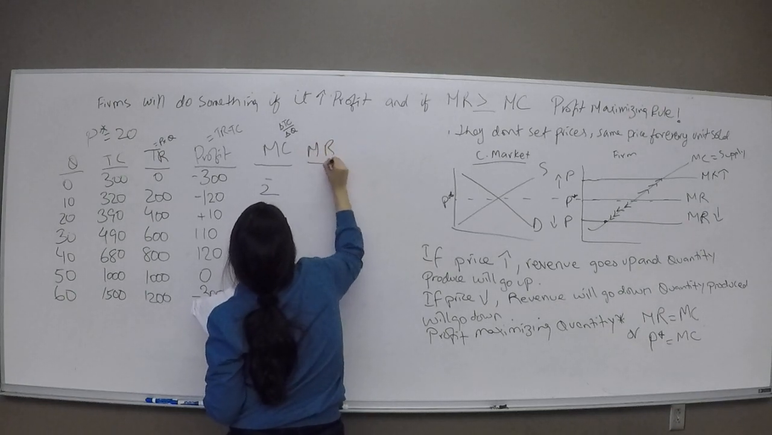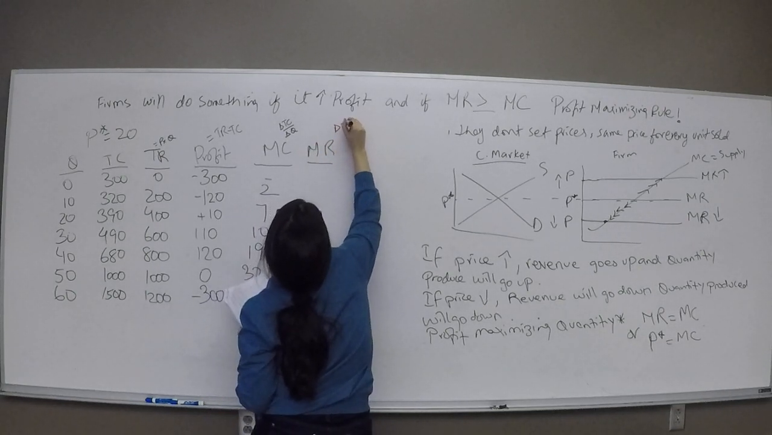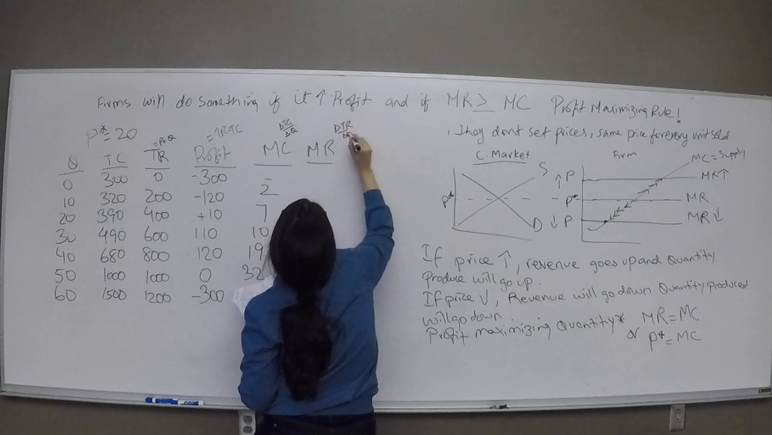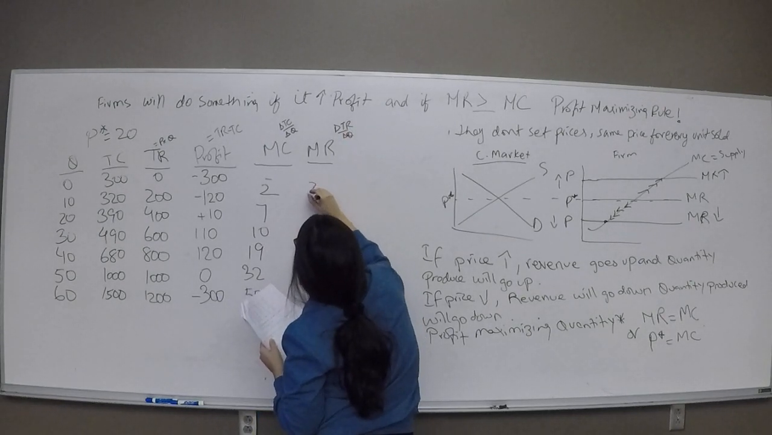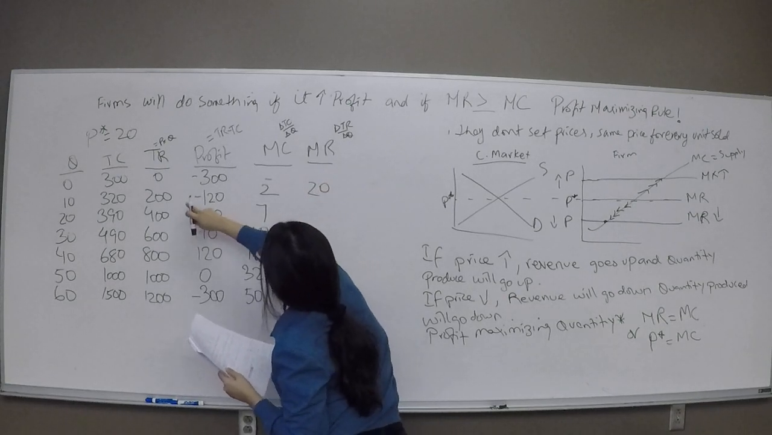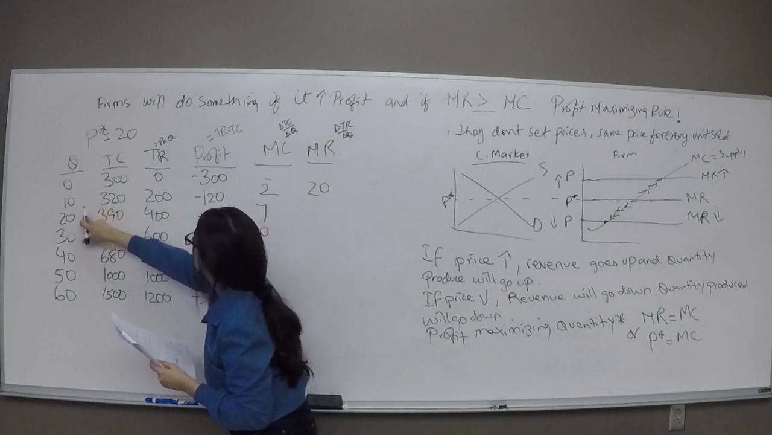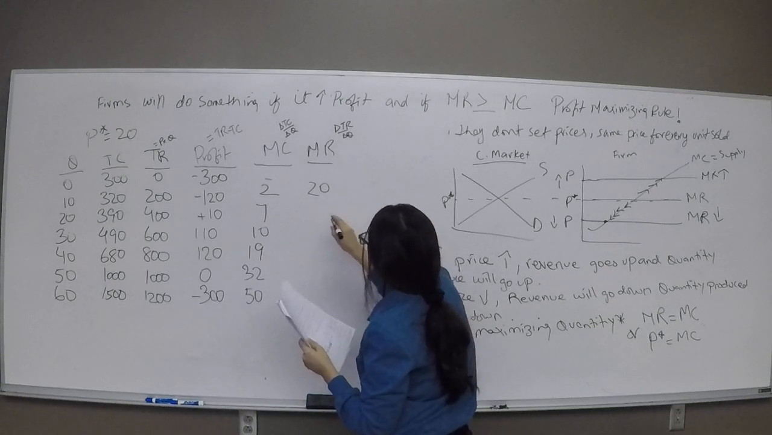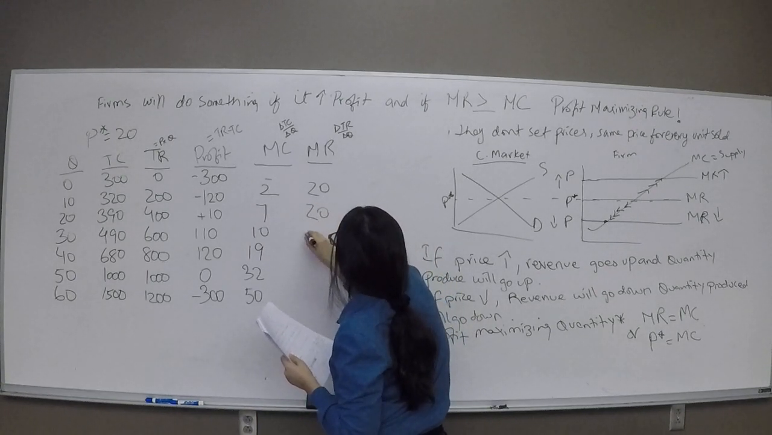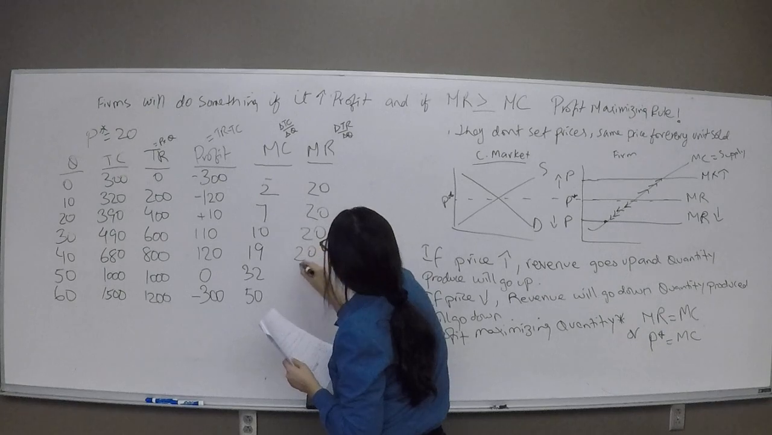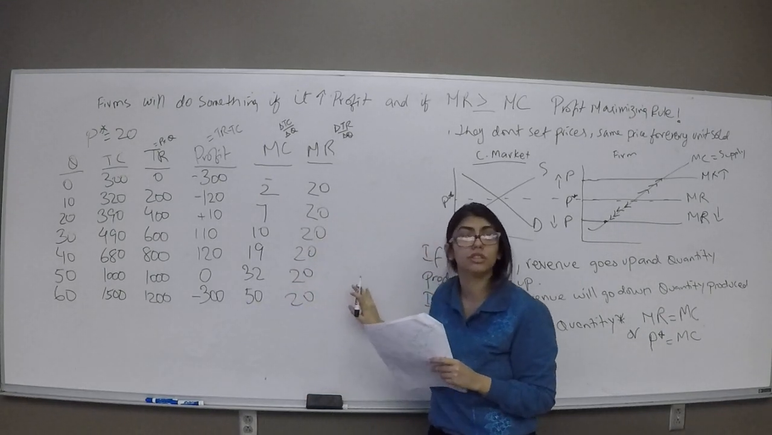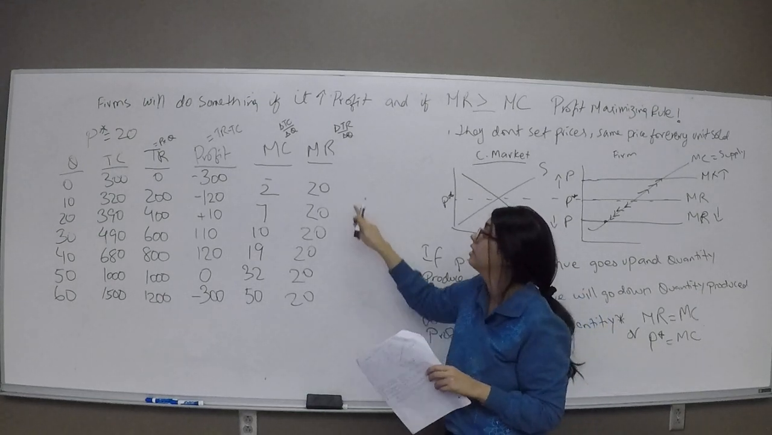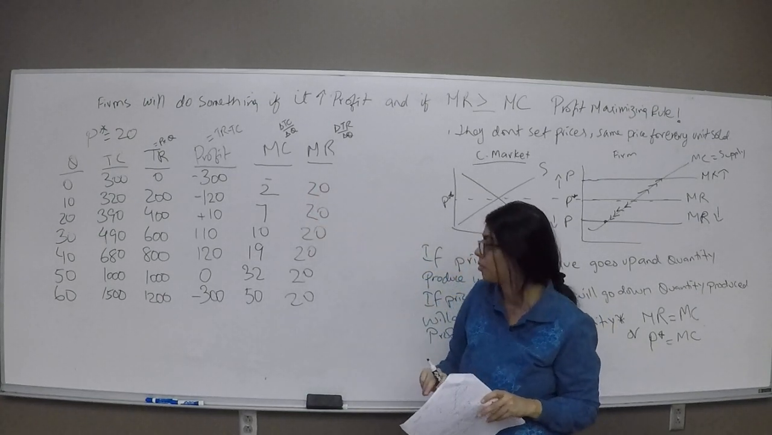Marginal revenue, which is change in total revenue divided by change in quantity, if you do that, you will get 20 for all quantities, which should tell you that it is a competitive firm, because price is constant and marginal revenue is equal to price.